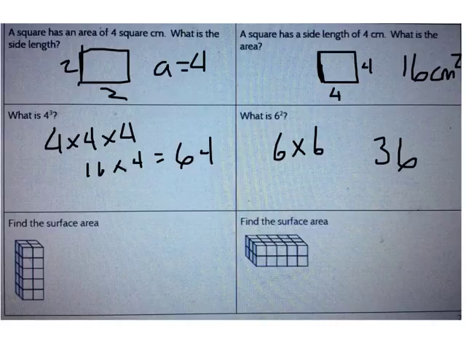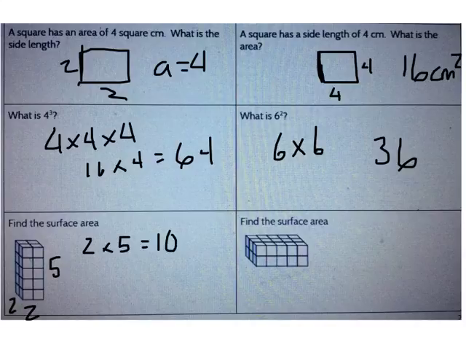Find the surface area of each one of these figures. First, let's find the dimensions. The length is 2, the width is 2, and the height is 5. How could I find the area of the front face? Well, the base is 2 and the height is 5. What's the area? The area is 2 times 5, or 10. I know that means that the back face also has an area of 10.